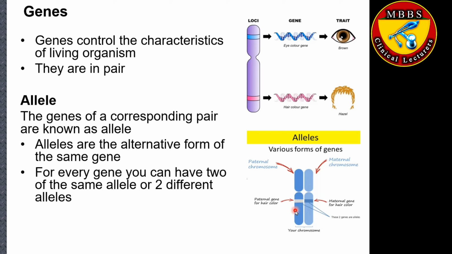For every gene, you have 2 of the same allele or 2 different alleles. So remember, a chromosome with different genes present, and these are the alleles. One from the father and one from the mother. And these alleles can be the same or they can be different.